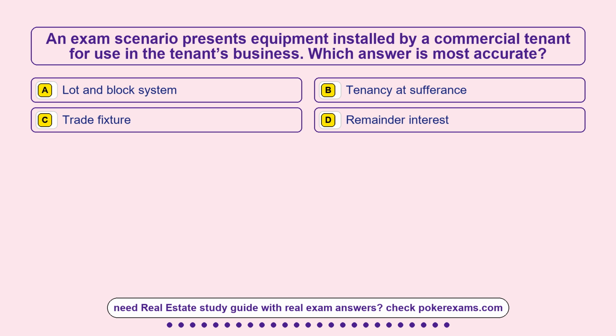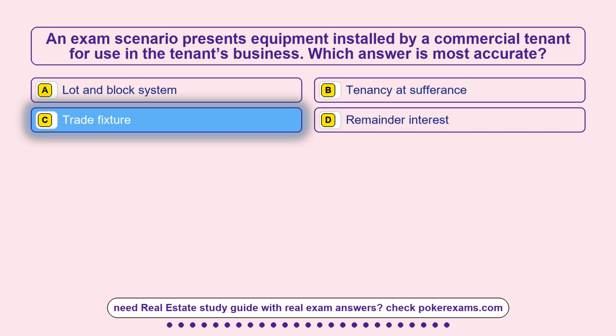Question 1. An exam scenario presents equipment installed by a commercial tenant for use in the tenant's business. Which answer is most accurate? Option A, lot and block system. Option B, tenancy at sufferance. Option C, a trade fixture. Option D, a remainder interest.